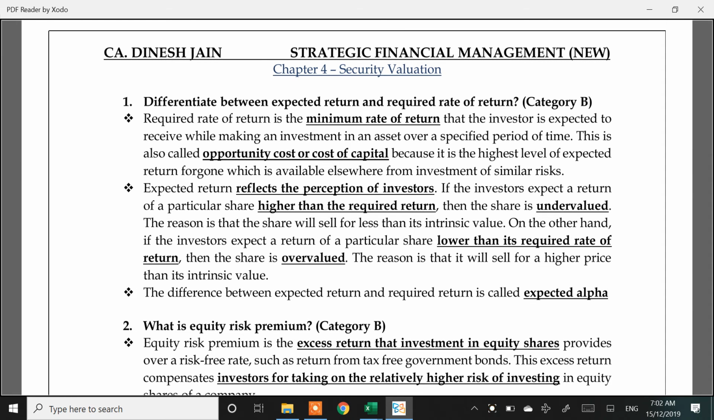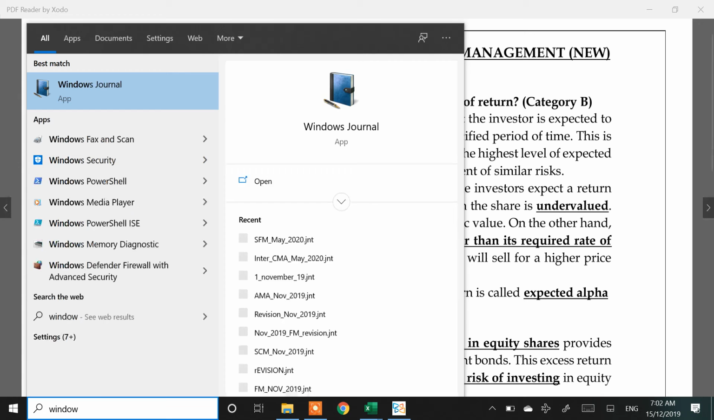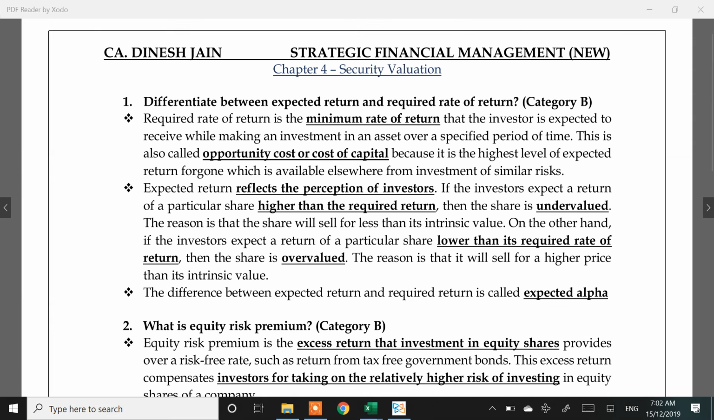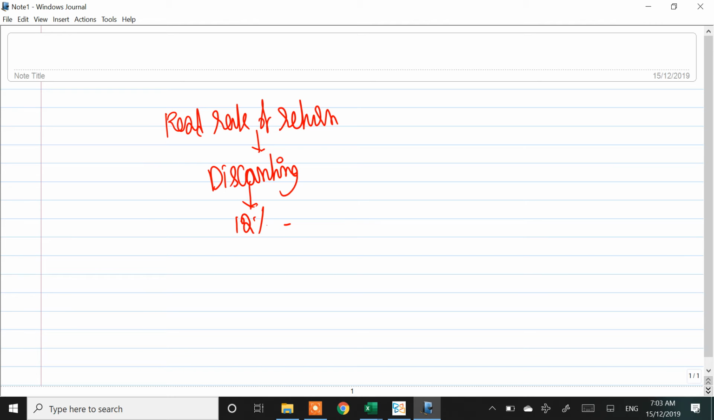The first question is to differentiate between expected return and required rate of return. Now, required rate of return is nothing but what an investor expects. Whatever an investor is expecting, that's basically called the required rate of return. Most of the times when we do valuation, discounting will be done with the help of this. So this could be 12%. Expected rate of return is basically the real IRR of the cash flow, which could be 14%.